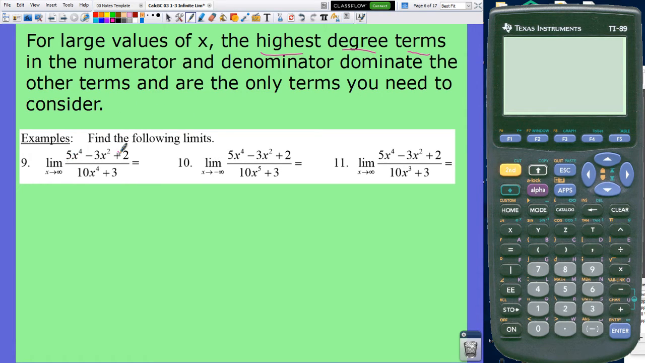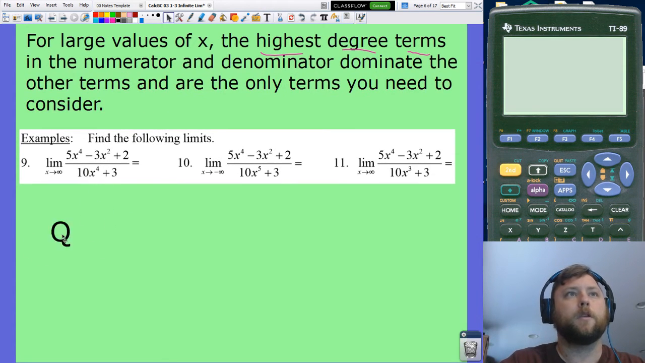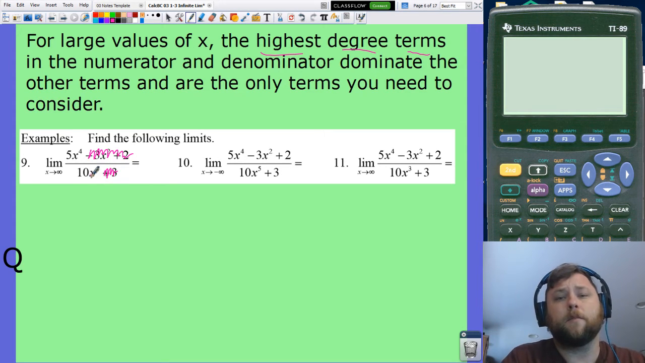So let's look at each of these, at the numerator and denominator. So let's look at the top. Only the highest degree term matters because a really, really big number to the fourth power is going to be way bigger than a really, really big number squared. And it's going to be way bigger than 2. Those other numbers just don't matter. So I can actually just scribble these out, and I can scribble out the plus 3, because again, as long as you go to a big number, it doesn't matter.